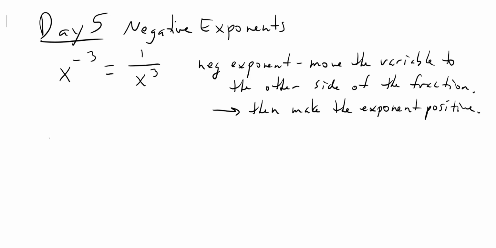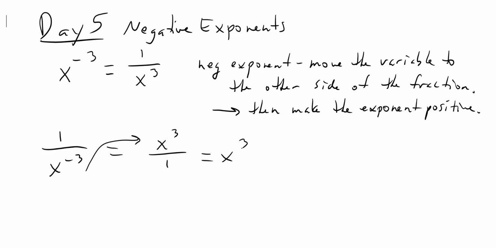So if I gave you a problem like this, 1 over x to the negative 3, you follow the same rules. The first thing you're going to do is move the variable to the other side of the fraction, so that basically goes to the top of the fraction. And then you make that exponent positive, so it's really x to the positive 3. We could say over 1, but really it's x to the 3rd power. You don't really say over 1 ever, right?